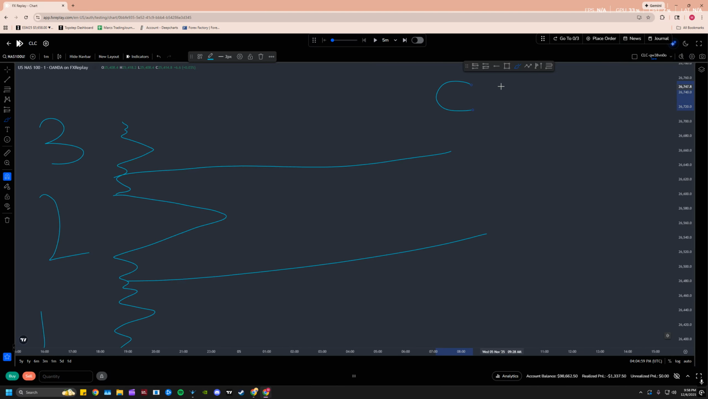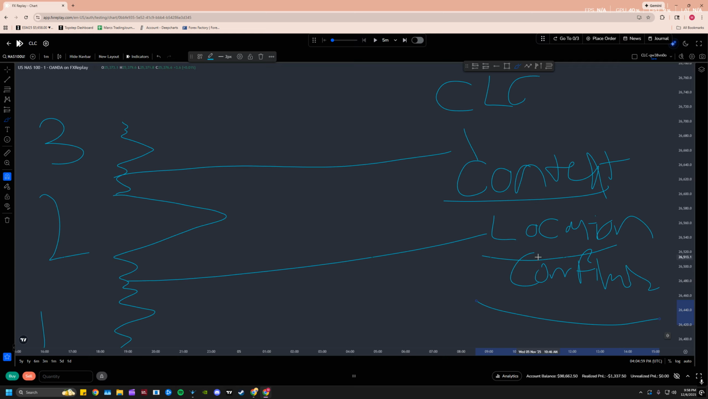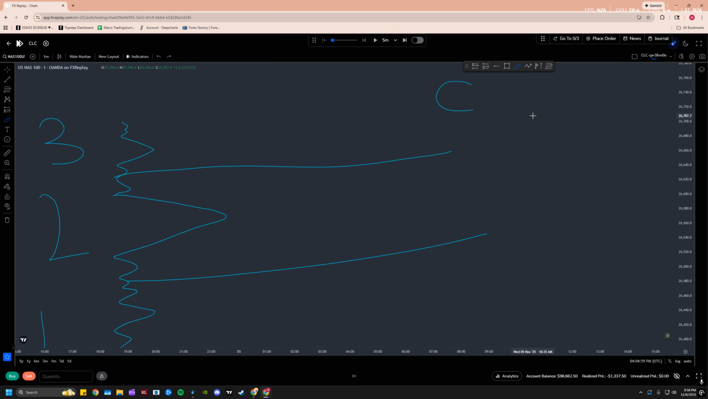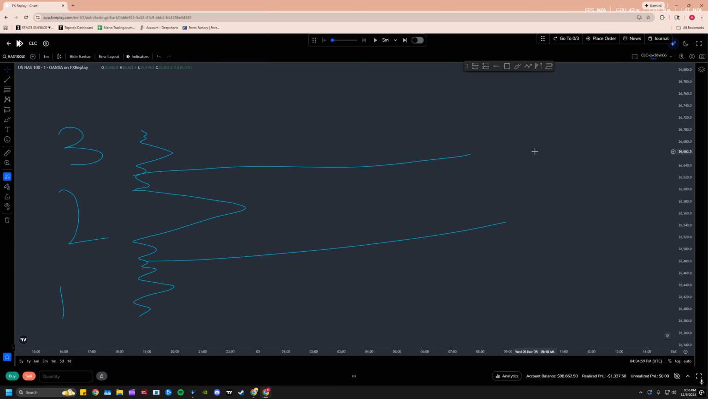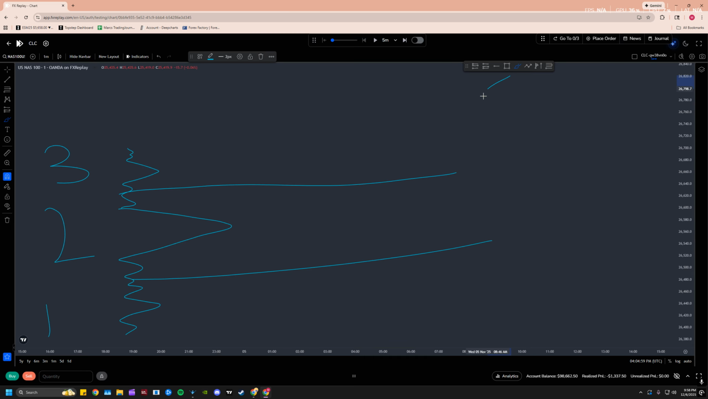It's called COC, right? What is COC? COC is context, location, and confirmation, right? You guys get it. Context, location, confirmation. Now that we have that COC, this is the framework that we're going to use to look for the trades and setups that we want to take. We need context, we need location, and we need confirmation.